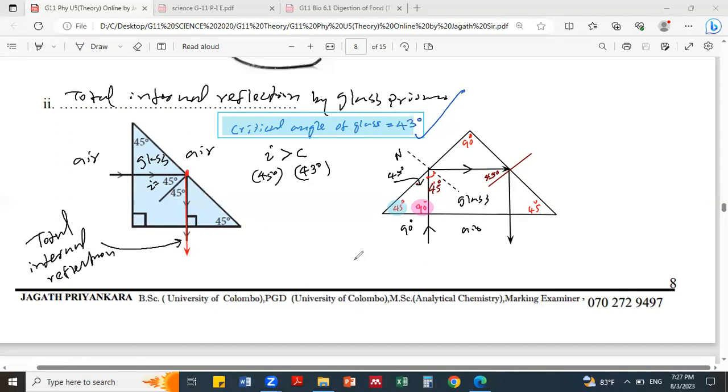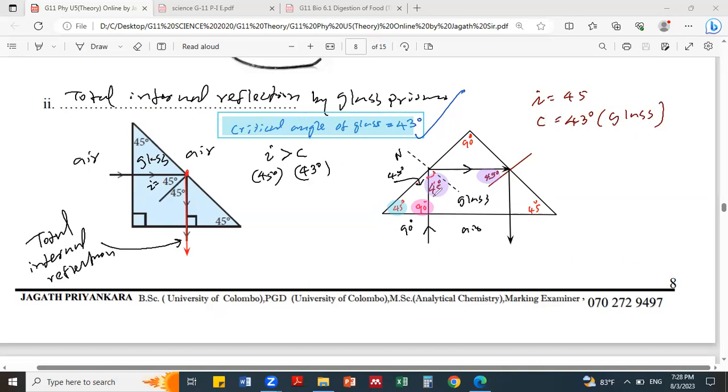I'll highlight the two angles. Angle of incidence with purple color. This is 45. This also 45. So here the angle of incidence has become more than the critical angle. Angle of incidence is 45. Critical angle is what? 43. Glass. If you can note that down separately. The critical angle of glass is constant. That we can't change. But the angle of incidence we can change.